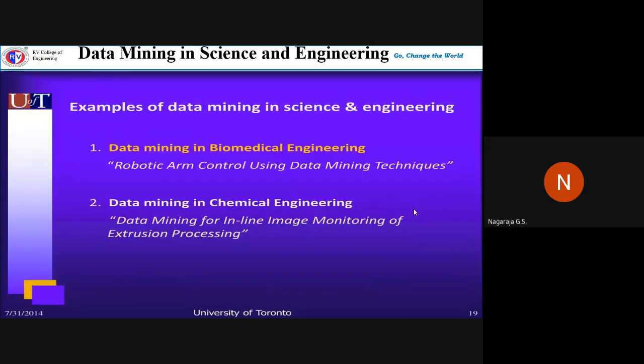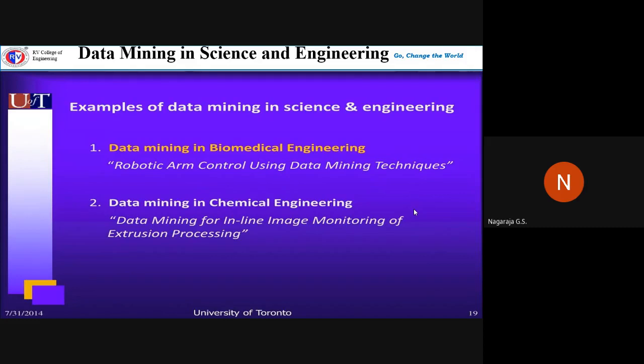Apart from that, you can also talk about applications related to biomedical engineering, because nowadays we always talk about COVID-19 applications, or the COVID-19 impact on society. You want to understand the behavior of that. Obviously, that comes under biomedical engineering. And you can even make use of data mining in chemical engineering as well.